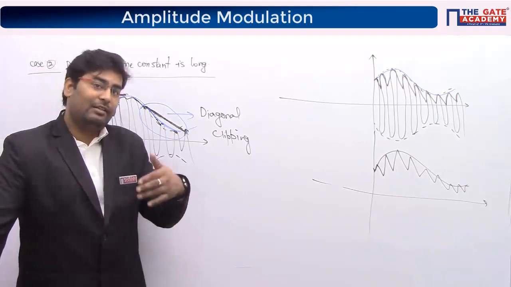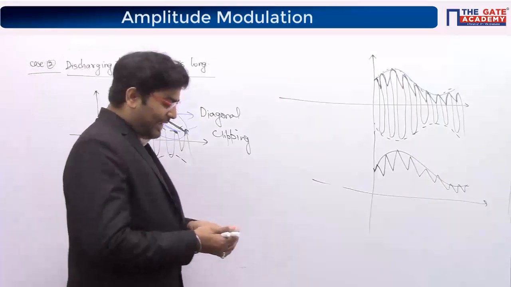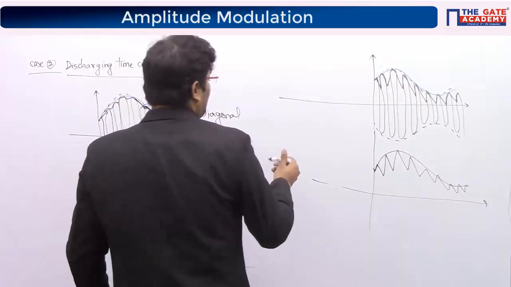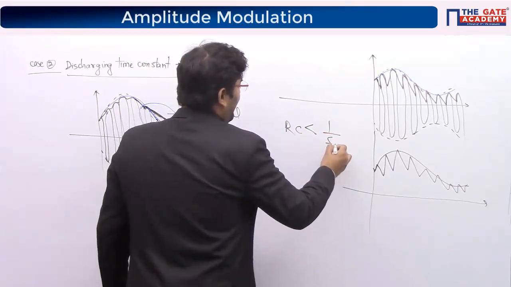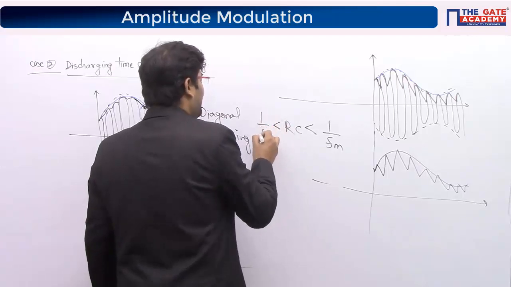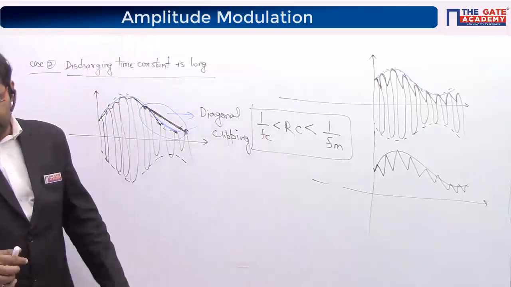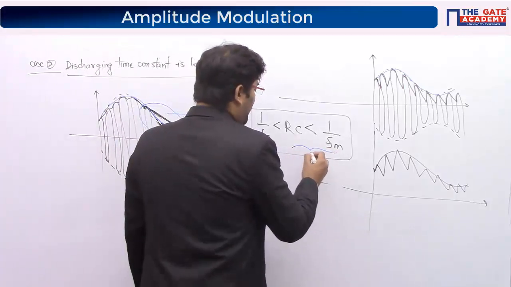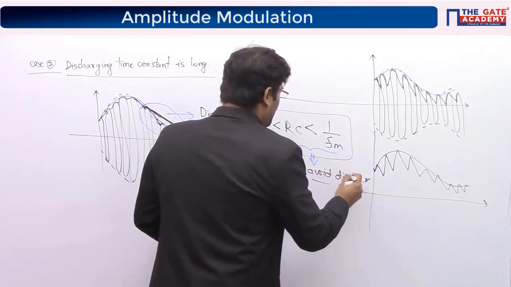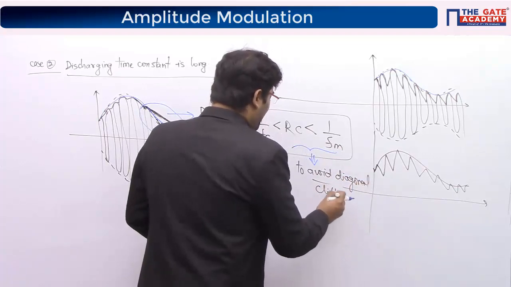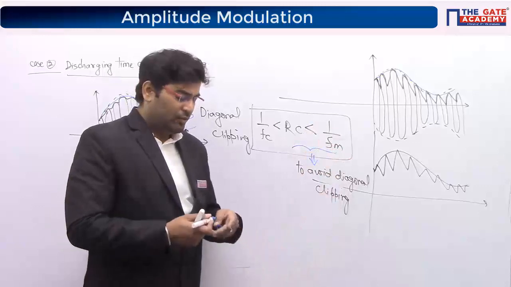If it is discharging very fast, that's also a problem. If the capacitor is discharging very slowly, that's also a problem. That is the reason we say that the capacitor discharging value, which is RC, should be less than 1 by Fn, and it should be greater than 1 by Fc, and then we are happy. To avoid diagonal clipping, this part is important: it should be less than 1 by Fn. Guys, the time constant is tau, right? Time constant is like 1 by any frequency. So that's how the condition is there.